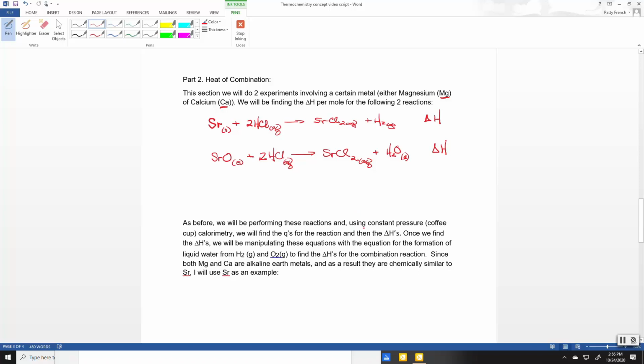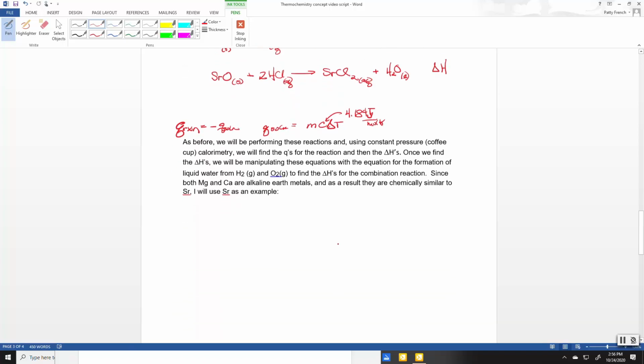Again, we're going to use constant pressure calorimetry, so we'll be able to find the Q's for the reaction. We'll be finding the Q solution using mc delta T. Again, the c is the same as it is for water because this is a very dilute solution. And then Q reaction is going to be equal to negative Q solution, just like before.